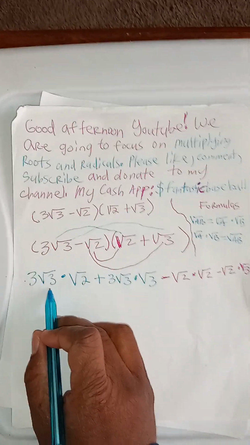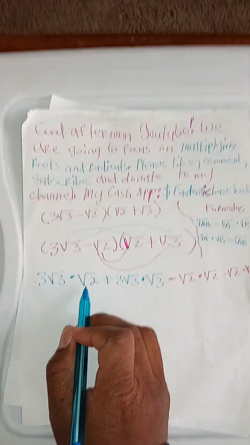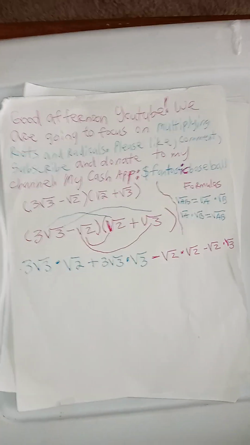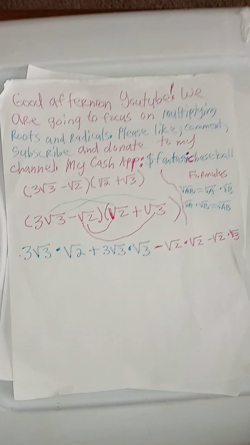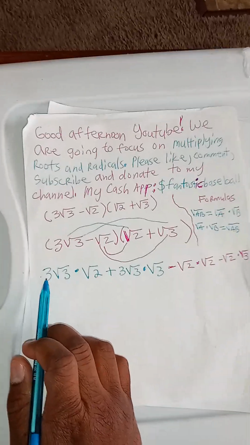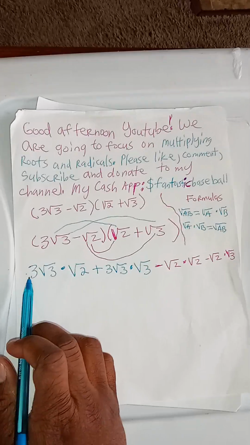Notice here, a square root times another square root. And the key is the roots must be the same to combine. A square root and a square root, you can combine. A third root and a third root, you can combine. A fourth root and a fourth root, you can combine, and so forth. The numbers on the outside are in front of the radical. You do not put that on the inside.